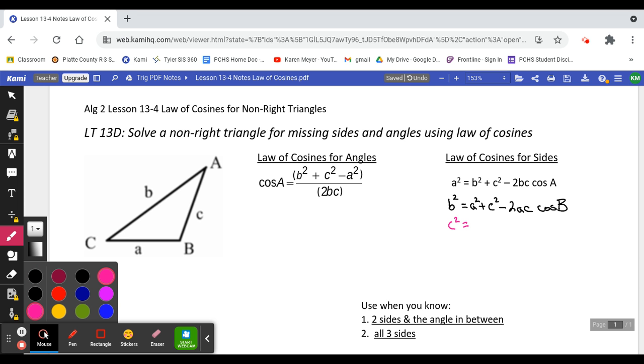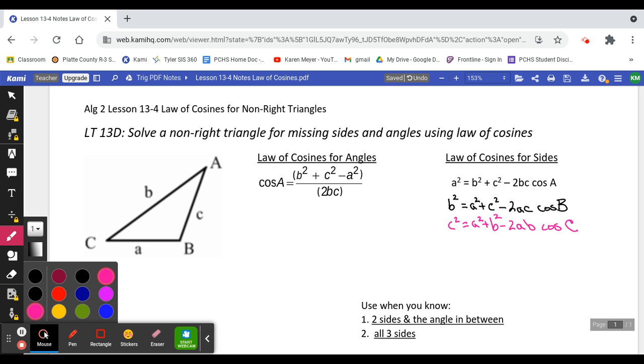Little c squared would equal the other two sides, so a squared plus b squared minus 2 times the sides we added, which are a and b, times cosine of the angle that matches the letter we're solving for, which is c.